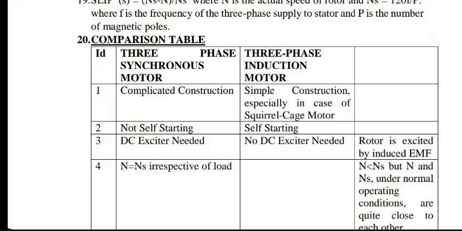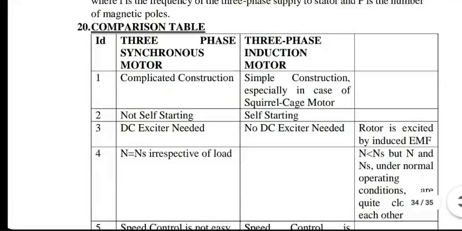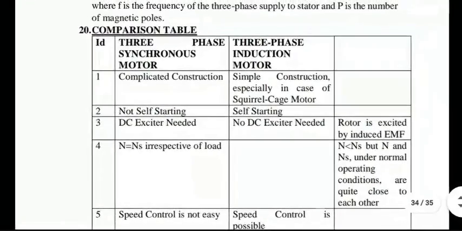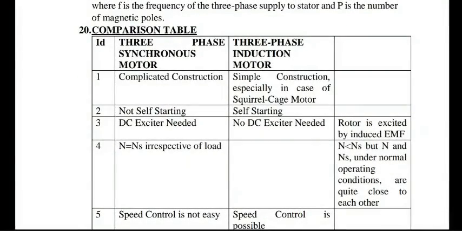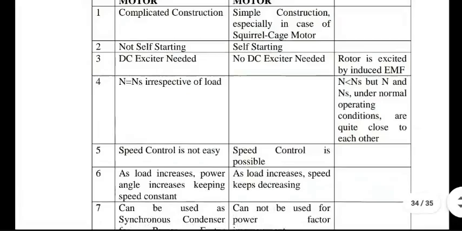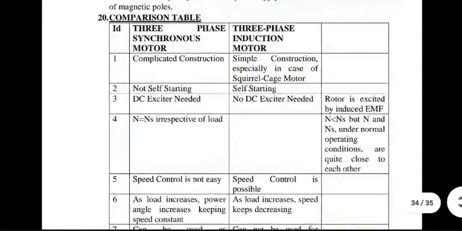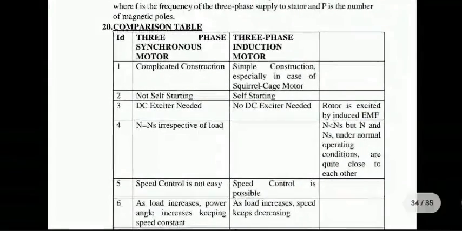The three-phase synchronous motor is not self-starting, but the three-phase induction motor is. A DC exciter is needed for the three-phase synchronous motor, but it's not needed for the three-phase induction motor. N equals Ns for the synchronous motor, but in the case of the induction motor, that's not the case. In fact, Ns will always be larger than N. Speed control is not easy for synchronous motors. For induction motors, it is much easier.